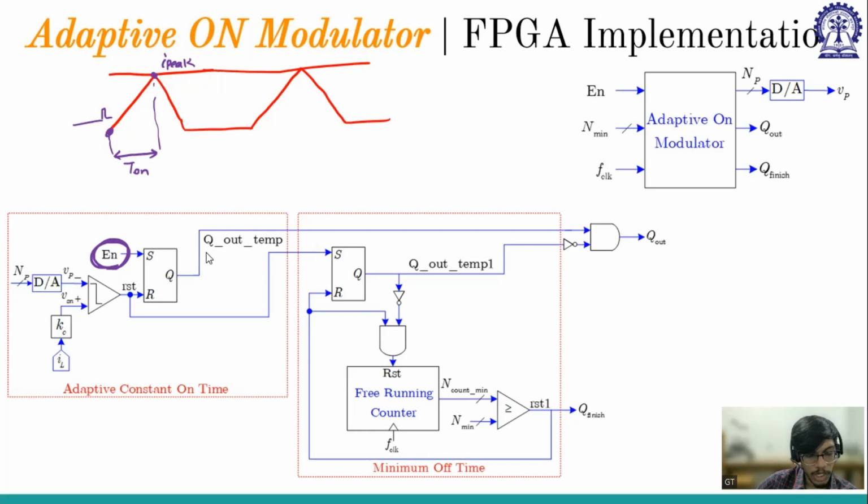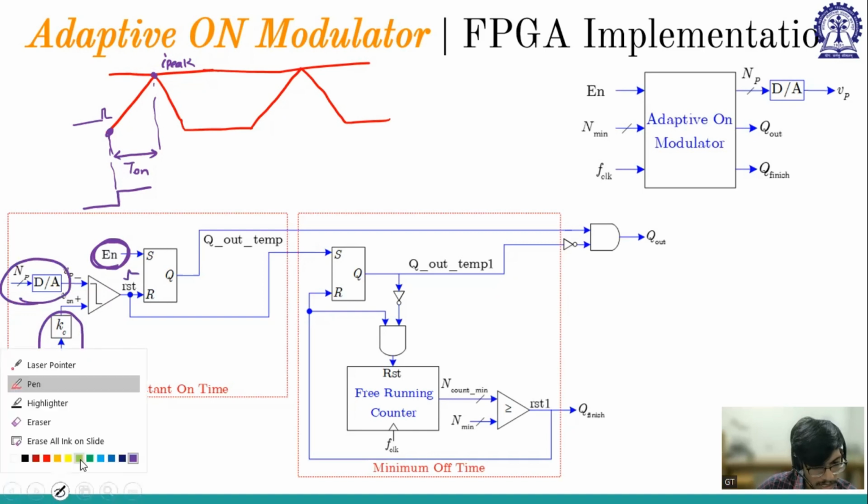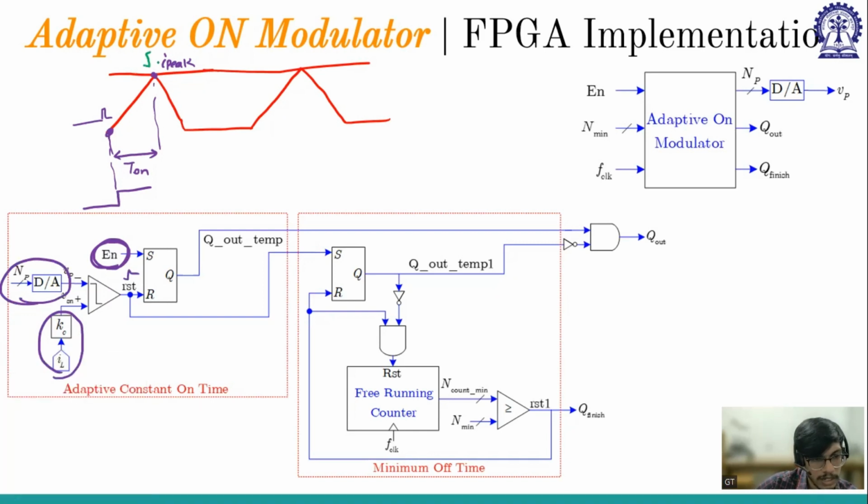Now Q will be on. So if I draw the enable, enable came at this instant. So Q will be on. So whenever this IL touches the I reference, a reset pulse will be given. So at this instant, there will be a reset. So my Q will be reset at this instant.